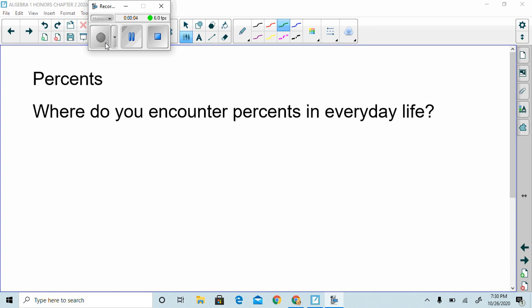Continue our work on proportions, and I'm going to extend it today into percents. Percents are a particularly specific type of ratio. It's a ratio that compares a number to 100, and we're going to utilize proportions to solve percent problems. But before we do, let's talk about where in everyday life we encounter percents. So make a list, and we'll share them in a few moments.